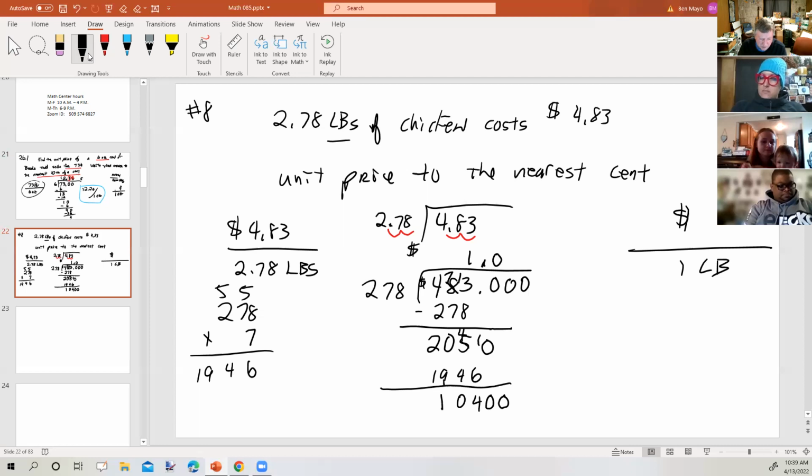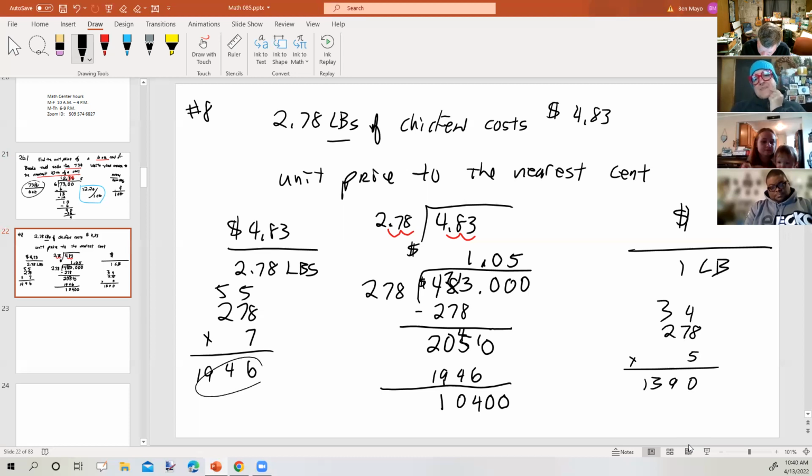1946 is about 2000. 2000 goes into about 10,000 about 5 times. So I'm going to go with a 5. Let's see here. We've got 278 times 5 is 40, 39. I don't think that's right. Hang on. What have I done here? Oh, you know what? I see what I did. I was trying to use that number. No wonder I was confused.